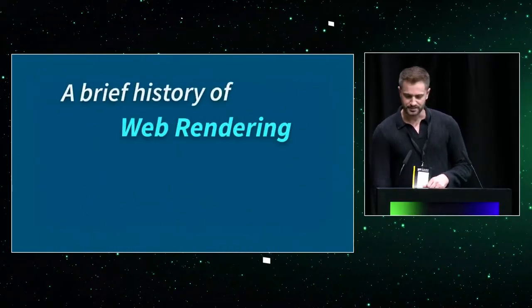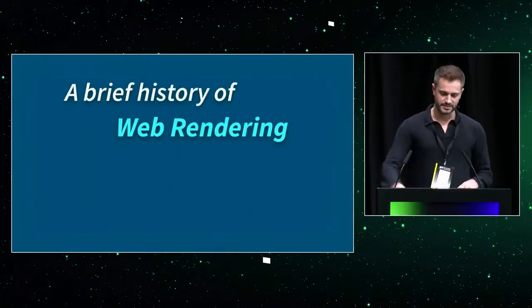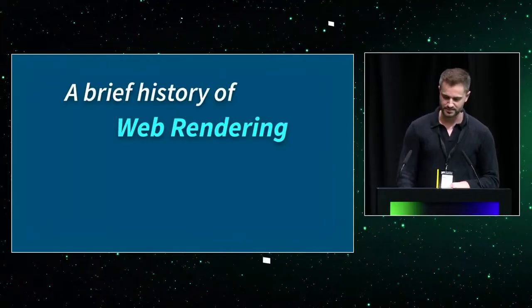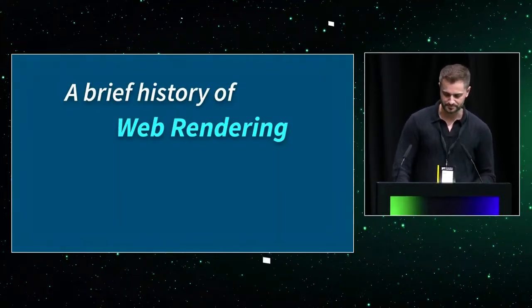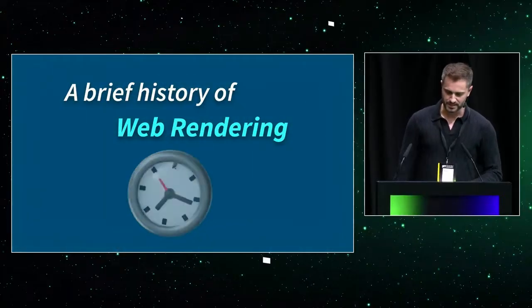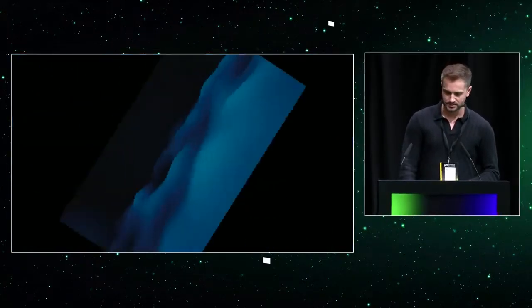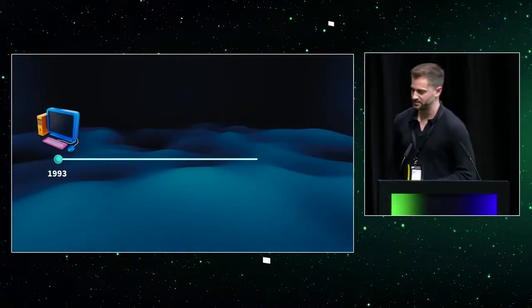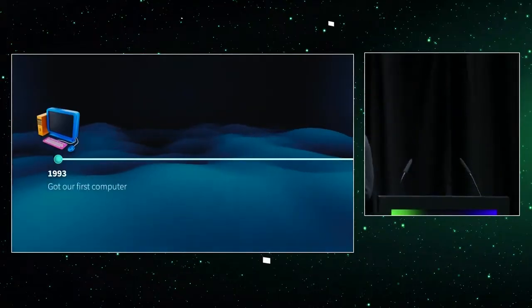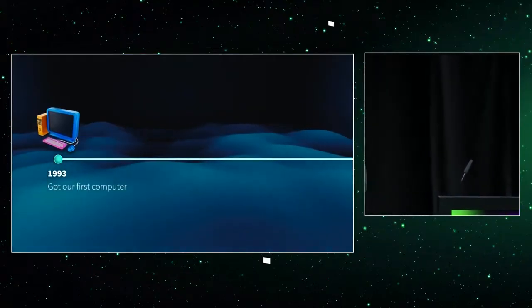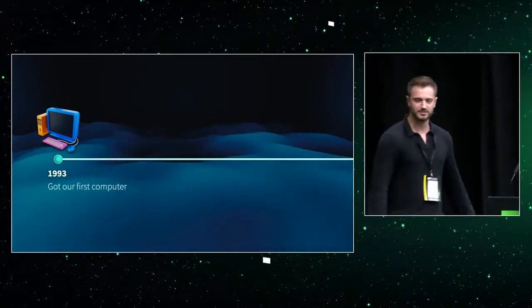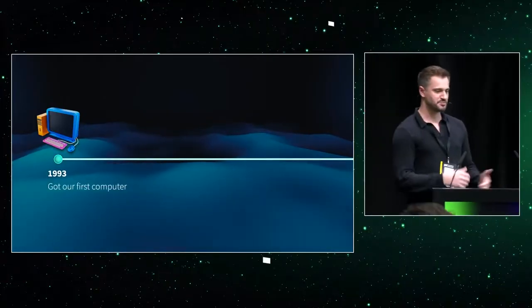In order to do that, we're going to take a brief history and time travel back in time to get an understanding of how we got to where we are today. So we're going to go back in time specifically to 1993. Why 1993? That is the year I got my first computer at home. I'm an elder millennial, so my dad was pretty tech savvy, and he brought us home a computer.